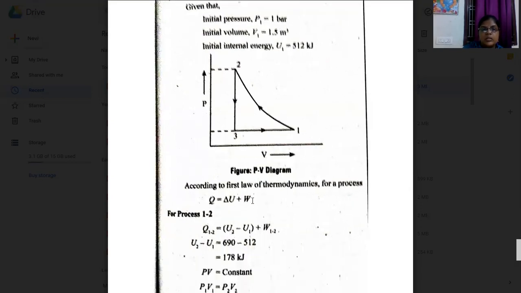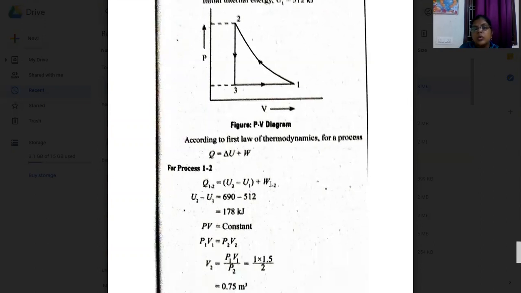So from the above figure, take all the diagrams on the PV diagram. According to the first law of thermodynamics, what do you know for a process? The first law of thermodynamics for a process is Q is equal to delta U plus W. And the first law for a cycle is the cyclic integral of Q is equal to the cyclic integral of W. In the same way, for a cyclic process, the cyclic integral of Q is equal to the cyclic integral of W.